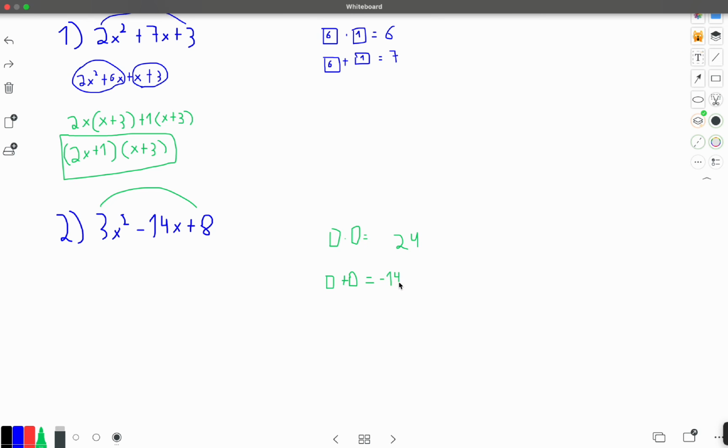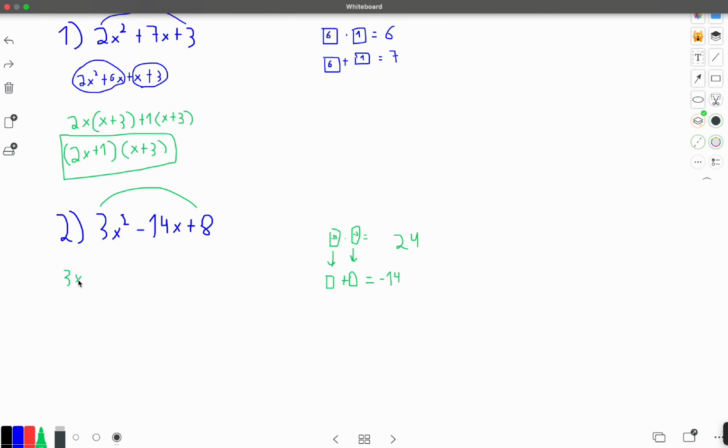Okay, so let's think about 24 for a second. We have 6 and 4. No, that's not going to work. We have 8 and 3. No, that's not going to work. Okay, we have 12 and 2. Yeah, if we take negative 12 and multiply it by negative 2, we're going to get positive 24. And if we add up negative 12 and negative 2, we're going to get negative 14. Perfect.